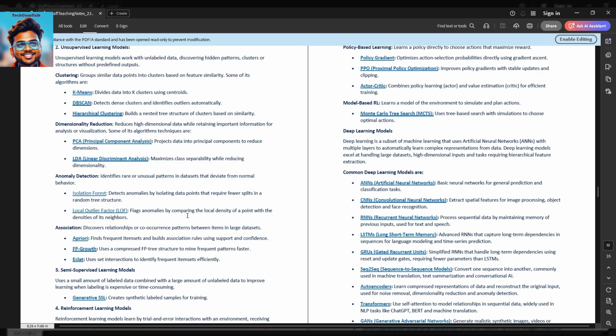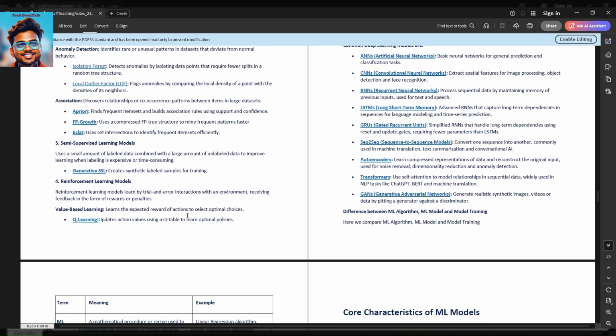Association discovers relationships or co-occurrence patterns between items in large datasets. Apriori finds frequent item sets and builds association rules using support and confidence. FP-Growth uses a compressed FP-tree structure to mine frequent patterns faster. ECLAT uses set intersections to identify frequent item sets efficiently.